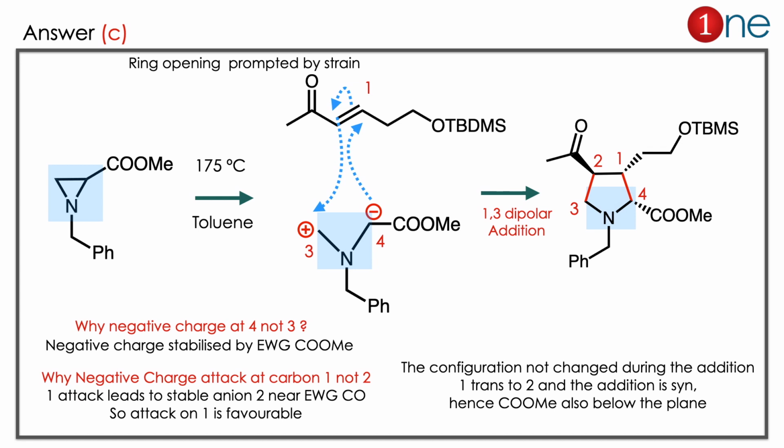Here you have to learn 2 important things. One is the stability of the carbanion always plays a role throughout the reaction. First step, it decides the ring opening. Second step, it decides the regioselectivity. Then the ring closure always happens in a concerted way. So the stereochemistry is preserved here.